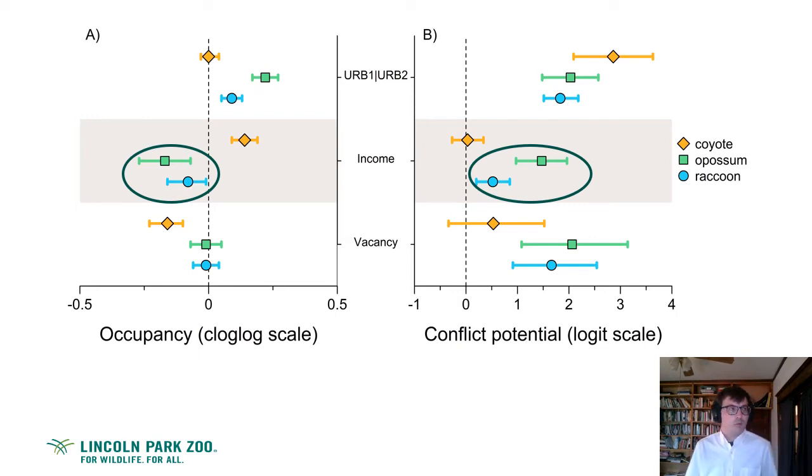And finally, we've got some rather intriguing results with the opossum and raccoon as a function of income. We see on the left side of this figure here that opossum and raccoon occupancy actually decreases with increasing levels of income throughout the city. But despite this, we're actually seeing more reported conflicts throughout the city with higher levels of income. What this actually means, I'm not going to get into right now, but I will discuss it in just a second.